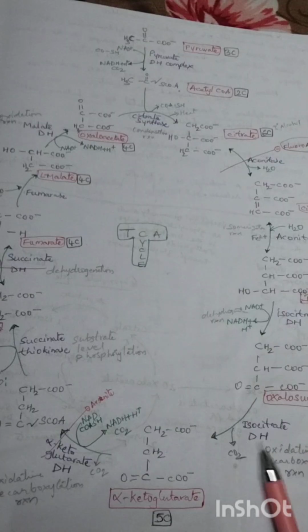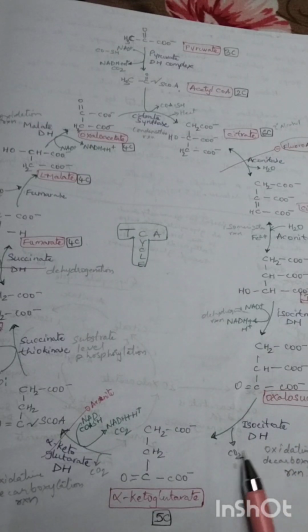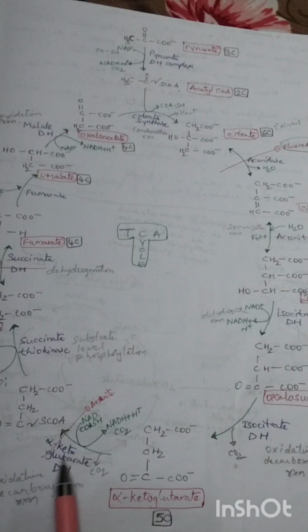Isocitrate, in the presence of isocitrate dehydrogenase, reduces a molecule of NAD to NADH plus H plus and forms oxalosuccinate. Oxalosuccinate, in the presence of isocitrate dehydrogenase, releases a molecule of carbon dioxide and forms alpha ketoglutarate, which is a 5-carbon compound.